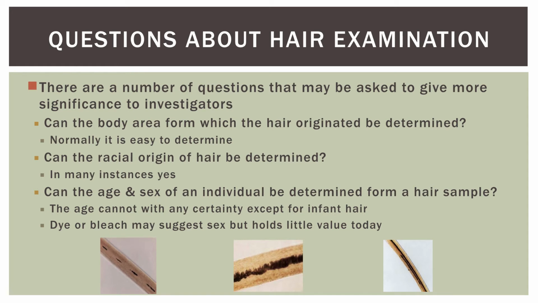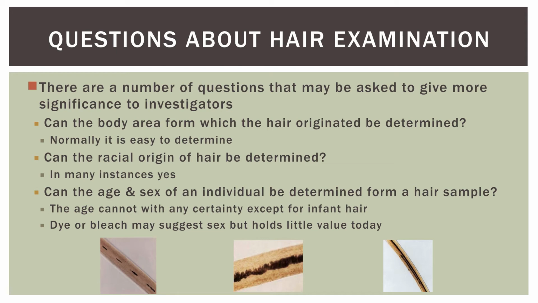Pubic hair is shorter and curly with a wide variation of shaft diameters and with a continuous medulla. And then beard hair tends to be coarse with a blunt tip due to the shaving. And these are the pictures I have on this slide as well, in that order: head hair, pubic hair, and beard hair.